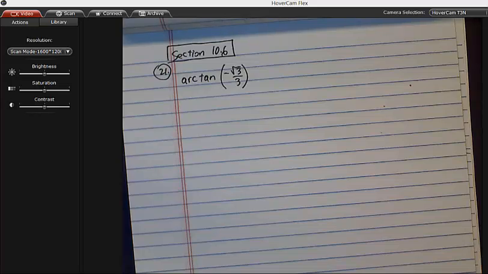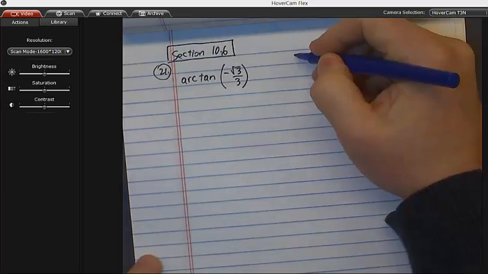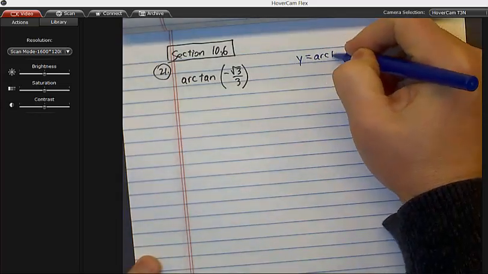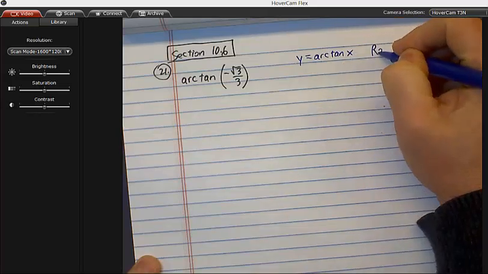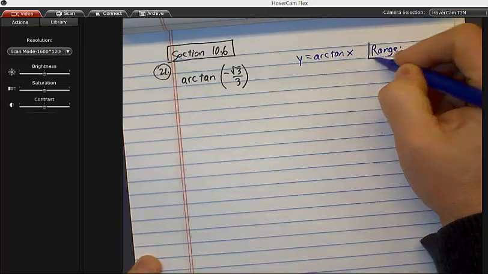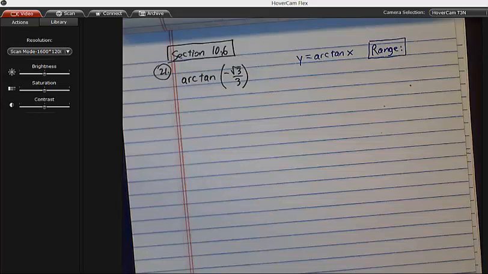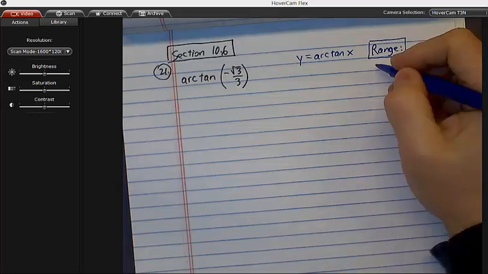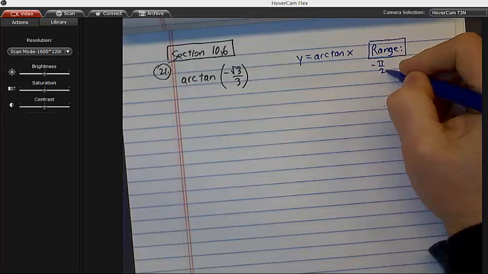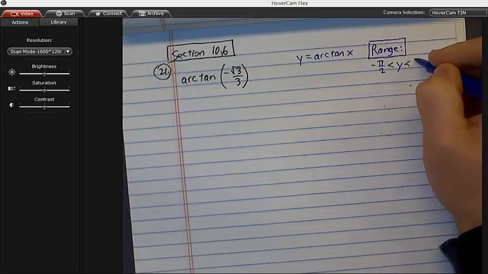Let me ask this. What quadrants are we in? Do we know, when you have y equals arctangent of x, do you guys know the range yet? That's going to be important. 2 and 4? 3 and 4? I think it's 1 and 4. I think it's this: negative pi over 2 is less than y is less than pi over 2.